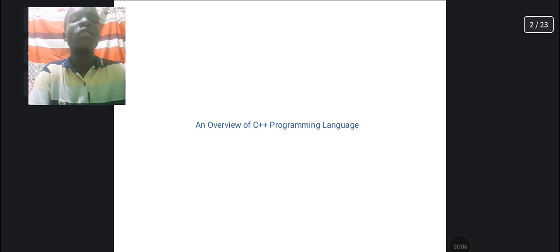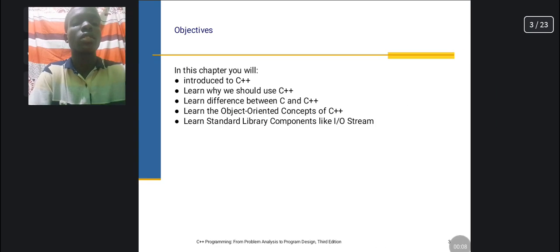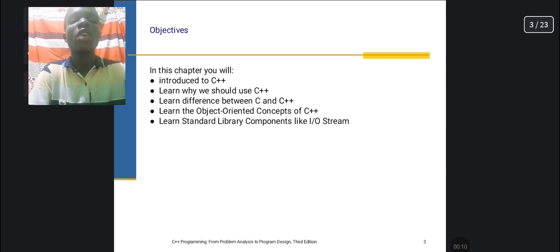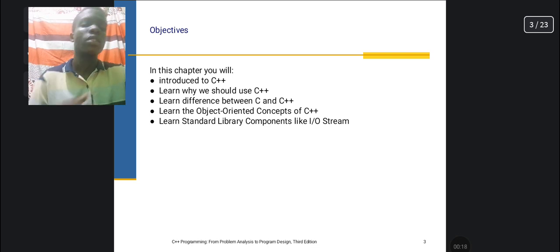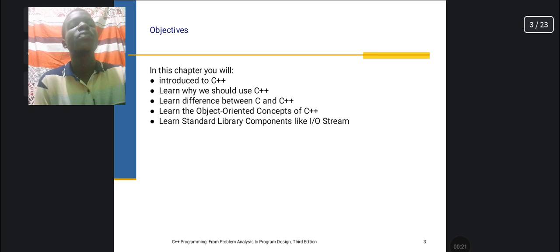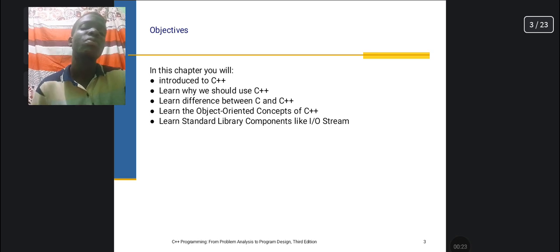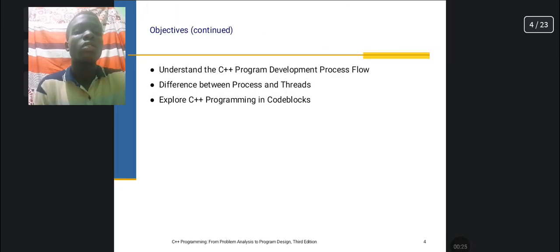So now an overview of the C++ language. Our objectives are to introduce C++, learn why we should use C++, learn object-oriented programming, then also learn standard library components like the output and input streams. We also want to understand the C++ program.